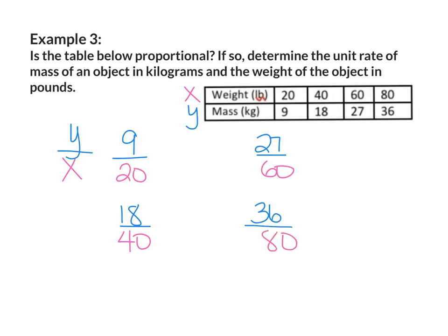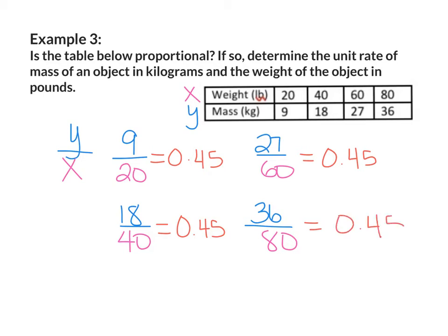So if we divide each of these and we get the same answer, then we know it's going to be proportional. So 9 divided by 20 will give me 0.45. 18 divided by 40 will give me 0.45. 27 divided by 60 will give me 0.45. And 36 divided by 80 will give me 0.45. So since I got the same answer for each one, it is proportional, and my unit rate is 0.45 kilograms per pound.